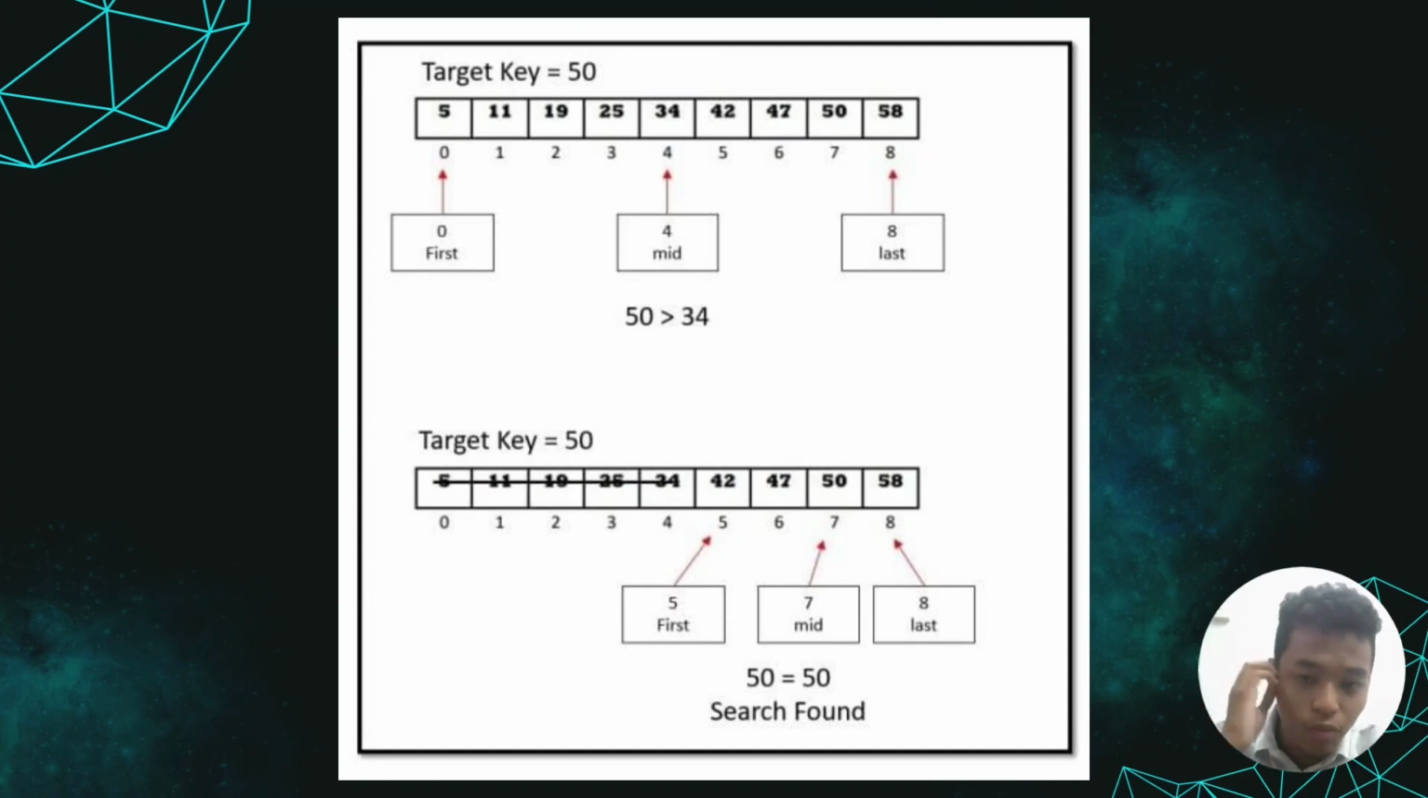So if we want to find the target key, which is 50, we have to eliminate the values below 50. 50 is greater than 34, so we have to eliminate them, and after eliminating them we get the target key 50, where the first one is 5, the middle one is 7, and the last one is 8. So yeah, that's it.